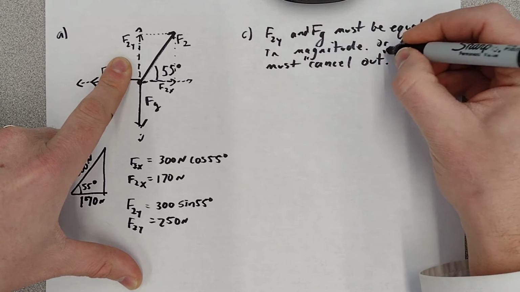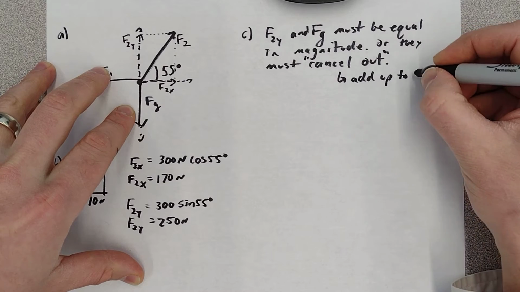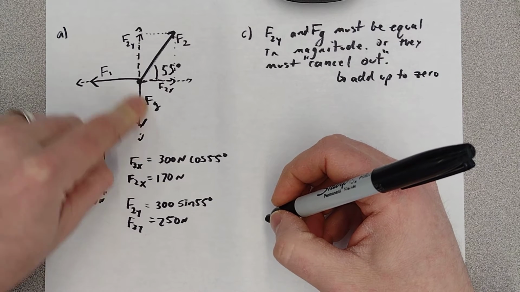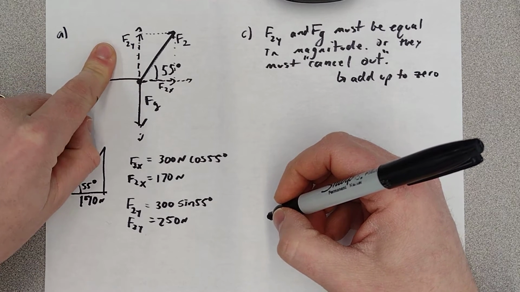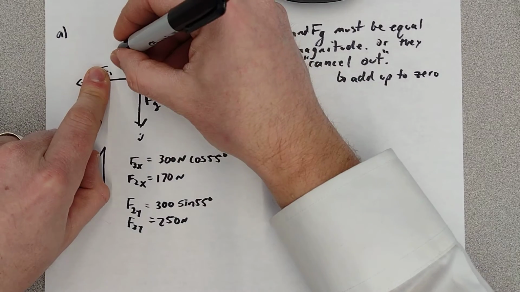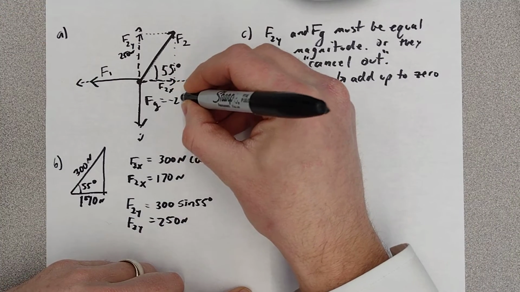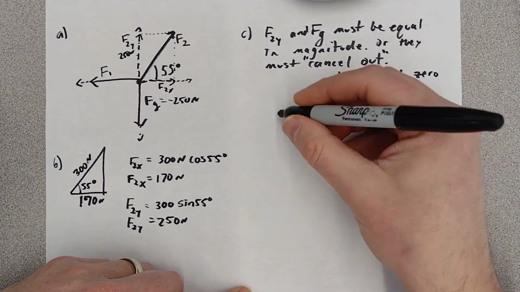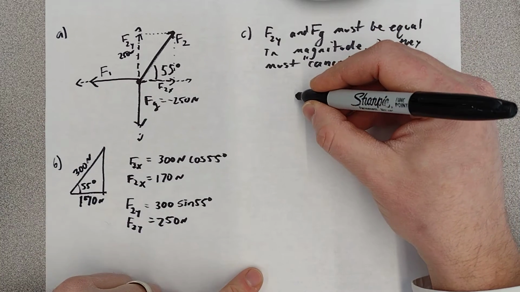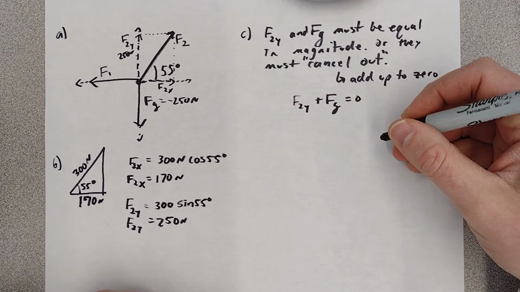They must cancel out. So cancel out means they must add up to 0, right? All right, they must add up to 0. So Fg has to be equal and opposite to F2y, right? So if F2y is 250, right, if this side is 250 newtons going up, then Fg must be negative 250 going down, right? So how do I write an equation showing that? Well, I guess I would say a couple ways to do this. You could think of it as like F2y plus Fg must add up to 0. You could say it that way.